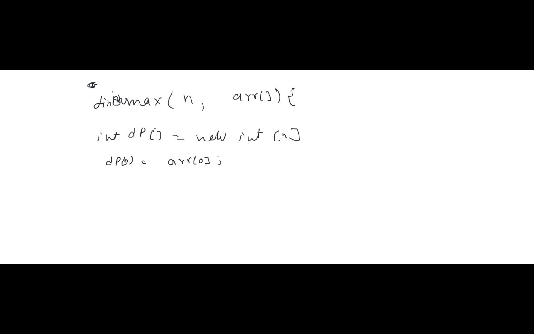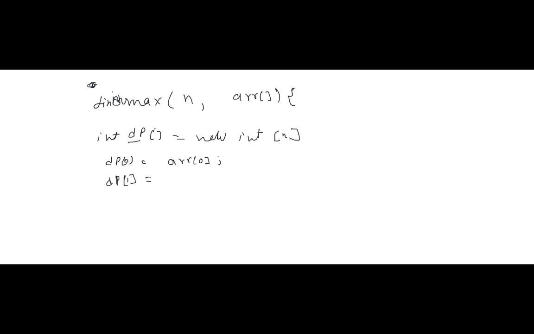Now DP of 1, what would be the DP of 1? Why are we using this DP? Because we are solving the problem through DP. That's why I'm naming it DP. You can name it anything, right? Now here, what would be the DP of 1?